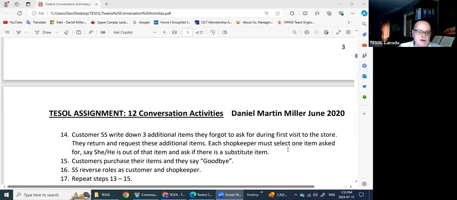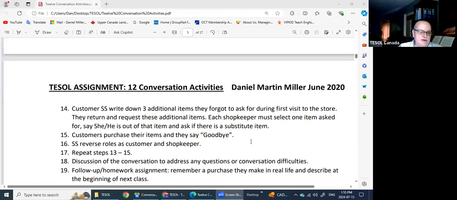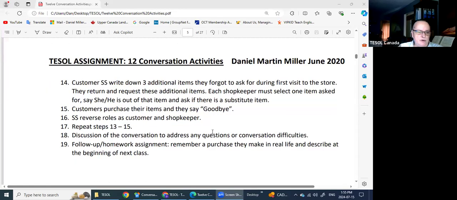Each shopkeeper must select one item asked for, say he is out of that item, and ask if there is a substitute item. Customer purchases their items and they say goodbye. Then the students reverse the role and repeat steps 13 through 15. Discussion of the conversation to address any questions or conversation difficulties. That's a full class discussion led by the teacher. The follow-up homework assignment here is remember a purchase they made in real life and describe it at the beginning of the next class.